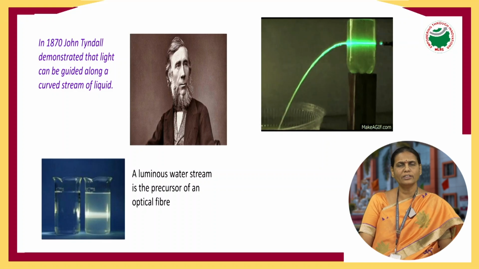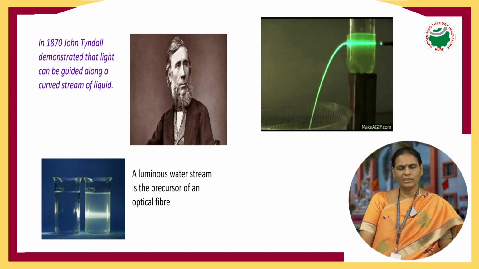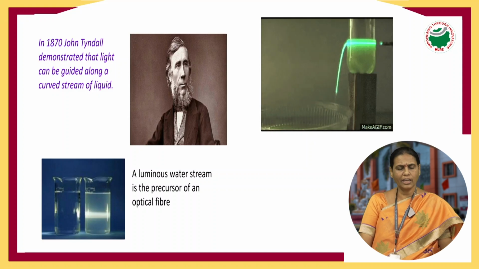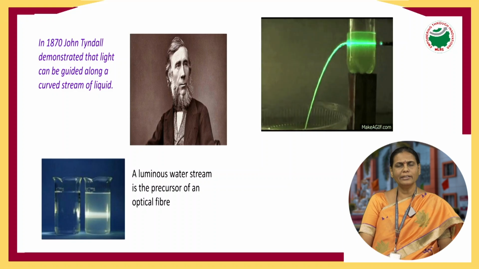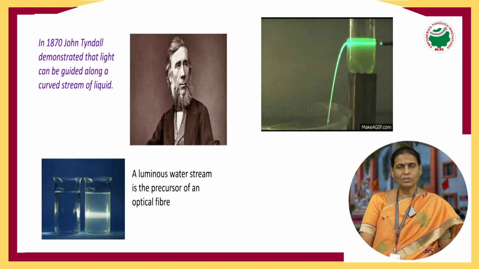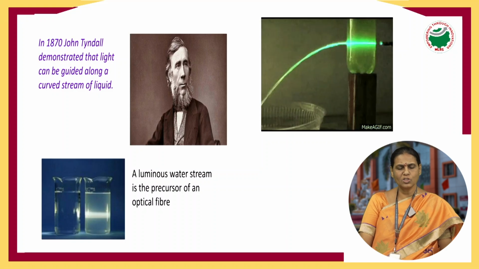In continuation with this one, the second part of this chapter, after lasers, is optical fiber. Now, what is an optical fiber? This optical fiber was invented by John Tyndall. And what he did is he demonstrated that light can be guided along a curved stream of liquid. When liquid is passing through any medium, then you can allow light to pass through that one. That was the demonstration given by John Tyndall.